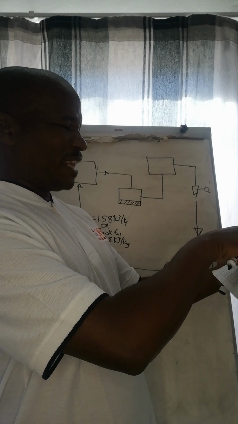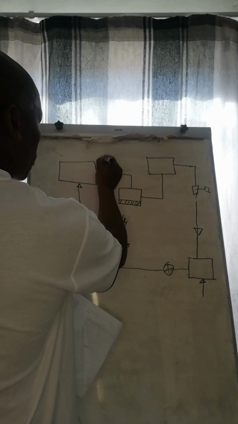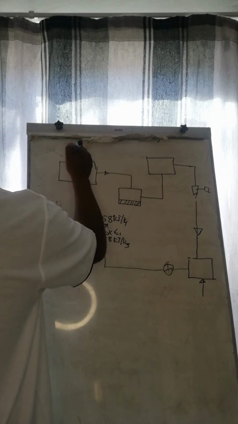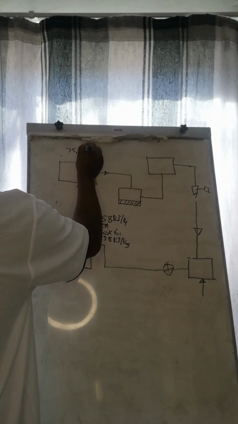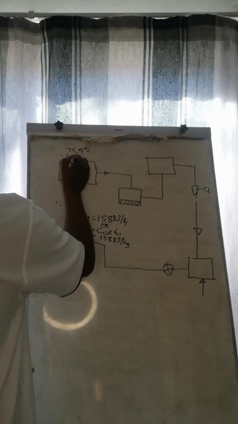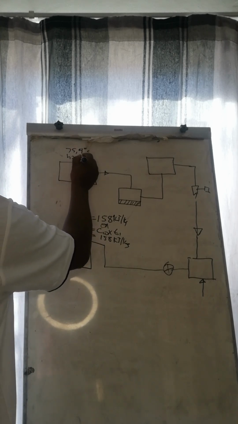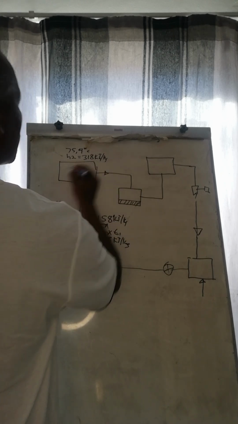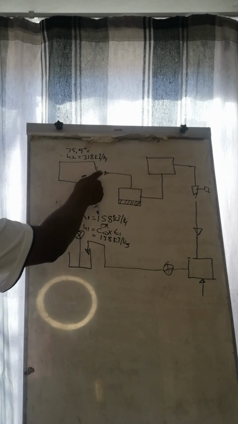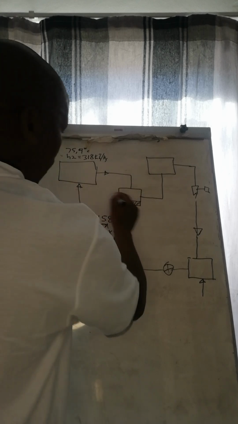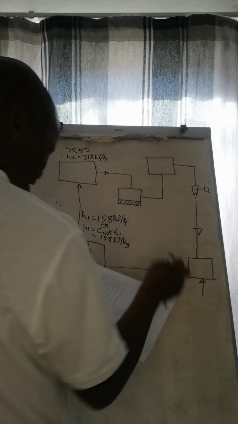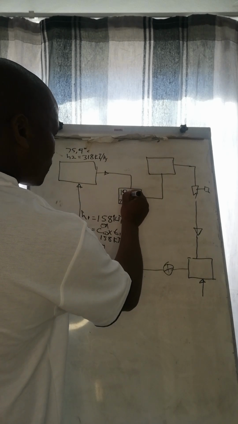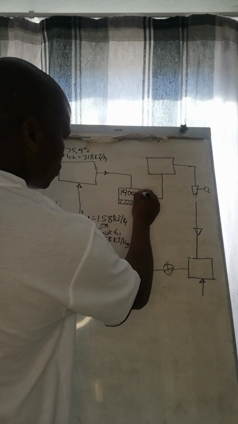75.9, and the enthalpy there is 318. The enthalpy at 75.9 degrees Celsius, I'm going to call it H2, is 318 kilojoules per kilogram. All right, that is at the exit there. Now here, at a pressure of 19, let me write it in here, 19 kilopascals.